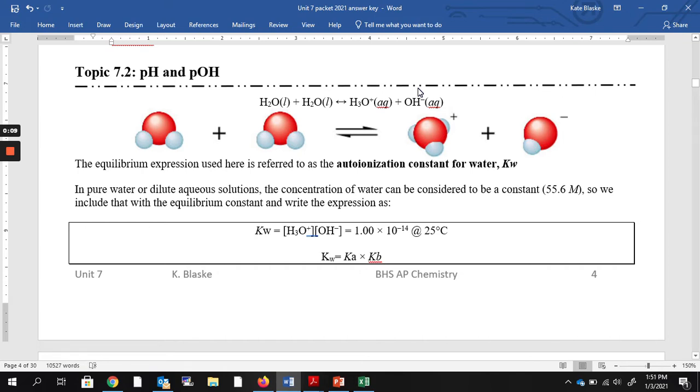This one we're going to talk about pH and pOH. pH and pOH are the mathematical or numerical representations that we use to determine whether something is acidic or basic, and how acidic and how basic they are.